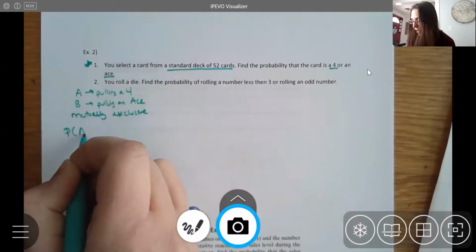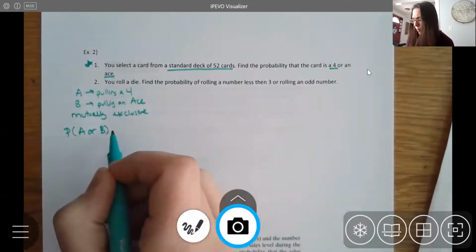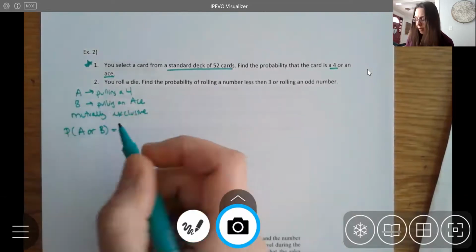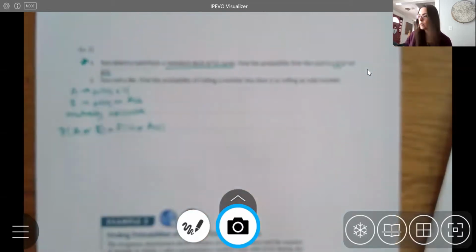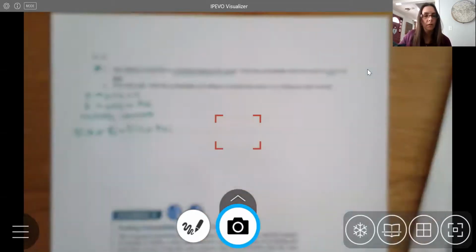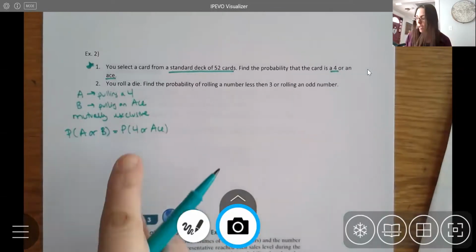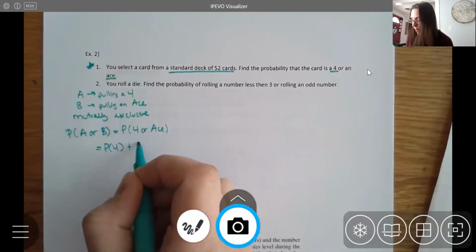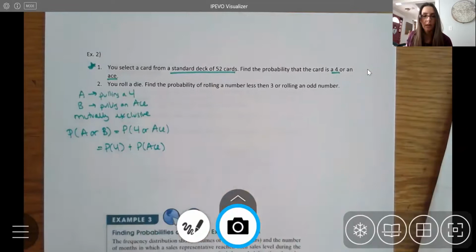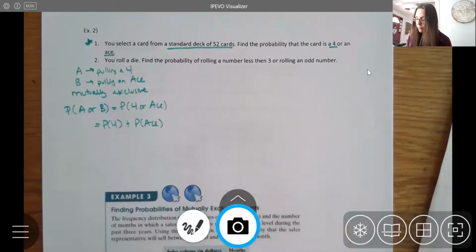So for the probability of getting a 4 or getting an ace, sometimes instead of labeling our events, we may just say something like probability of 4 or ace, like that. Sometimes it just helps us mentally to write out what we're talking about. It's just going to be the probability of pulling a 4 plus the probability of pulling an ace, right? Because it's mutually exclusive, I don't have to worry about any overlapping region or double counting. So I just add these 2 probabilities together.